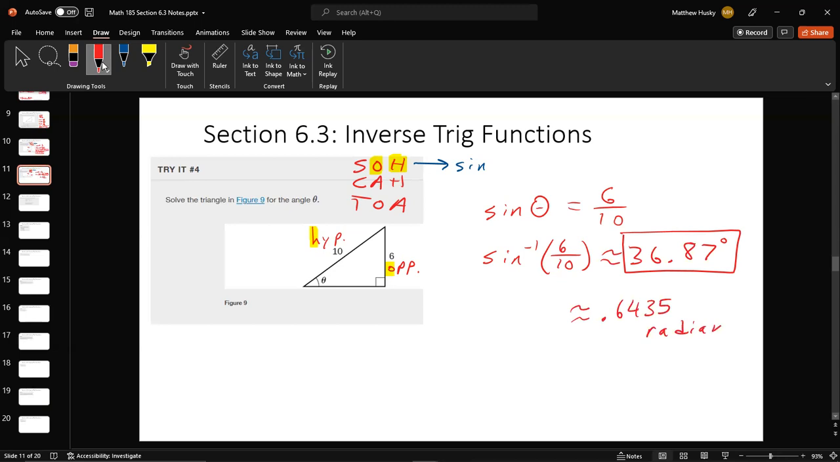So depending on which units you are asked to provide, you can either give one or the other. So that's theta. That's theta is what this equals. One other thing I will point out to you as well.